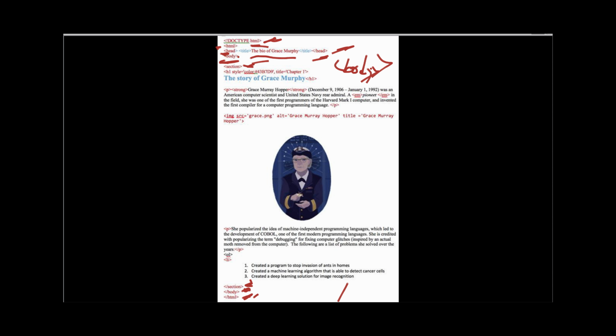All right, then the next thing is the heading. Sorry, the title of the page, which is this: the story of Grace Murphy. That's the title of the page. As you can see, it's blue in color. Okay, so it's enclosed inside the H1 tag. That is what made it this big. Remember, H1 is the biggest of all the heading elements. It's the biggest of them all.